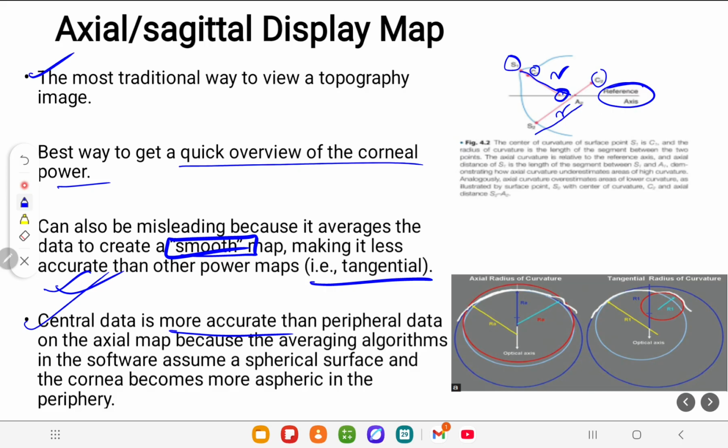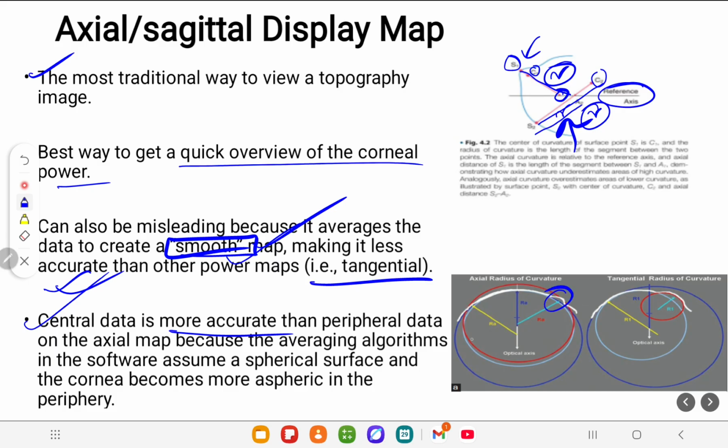So whenever there is a need for a smaller r, it makes it larger. Whenever there is a need for a larger r, like in this case S2 to C2, it makes it smaller. That's why in the case of sagittal display we say that it makes the map smoother. So why smoother? Because it hides the small irregularities. So the same thing is here.